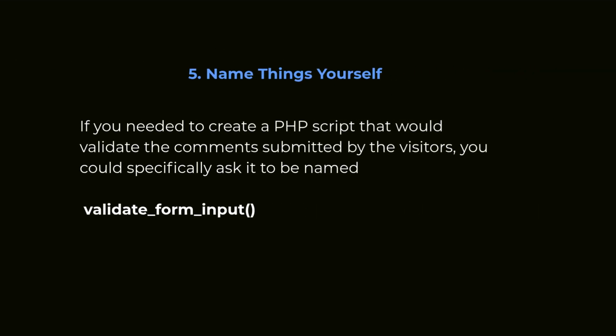Step 5, name things yourself. As you build each piece, define the interface before the AI fills it in. If you needed to create a PHP script that would validate comments submitted by the user, you could specifically ask for the script to be named valid form input. So you've got a hold on what's happening. You understand the structure inside out.